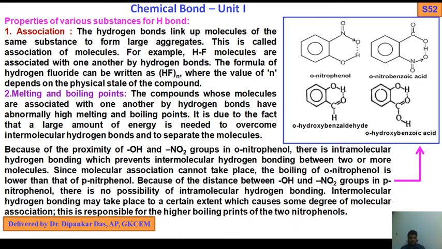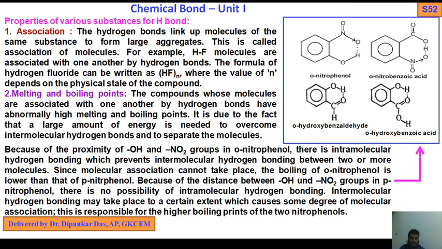First is association. The hydrogen bonds link up molecules of the same substance to form large aggregates. This is called association of the molecules. That means when there are more water molecules, there is a chance of more hydrogen bonds, so more water molecules get associated and aggregated. That is called association.